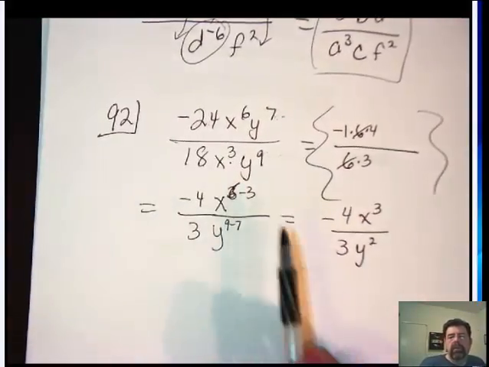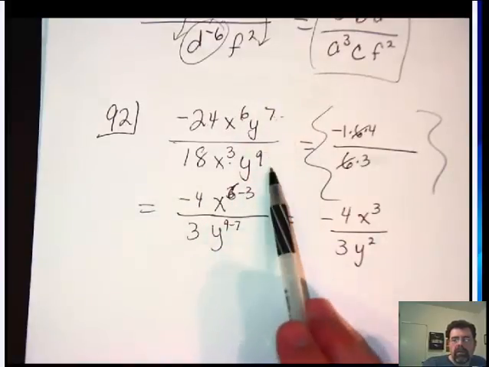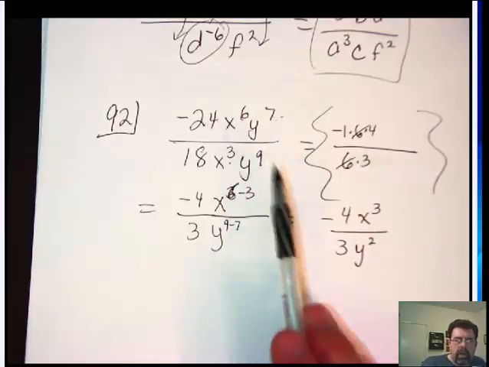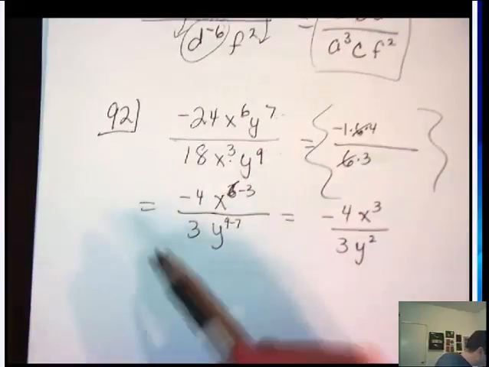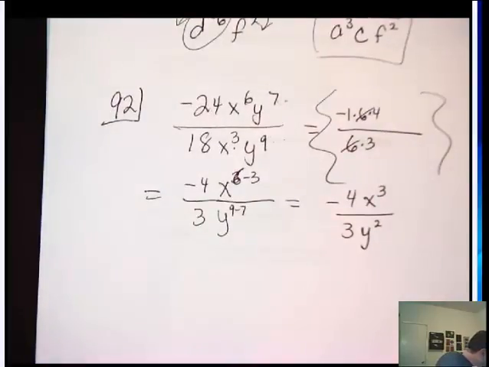So wherever the bigger number is, that's where it's going to be left. So again, if we think about it like canceling, right, we're canceling 7 of them, and there are going to be 2 left on the bottom. So 9 minus 7 is 2 on the bottom. So that's kind of the way I do it.